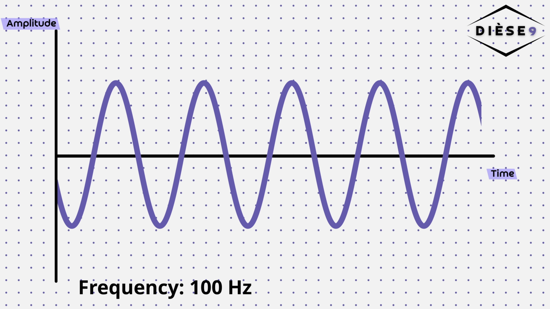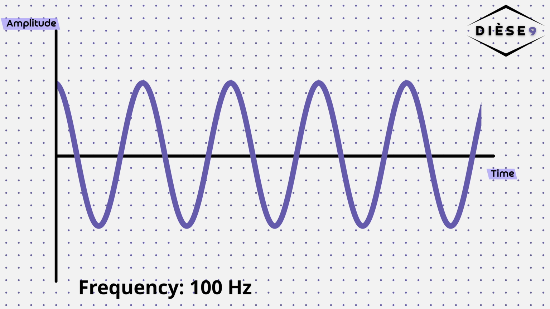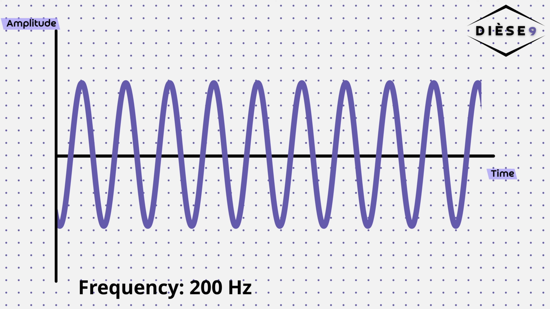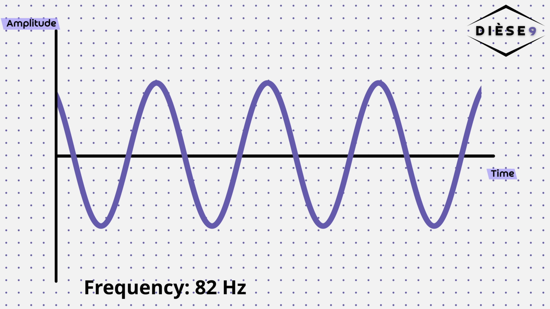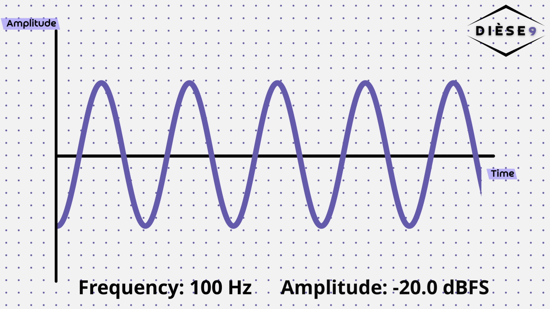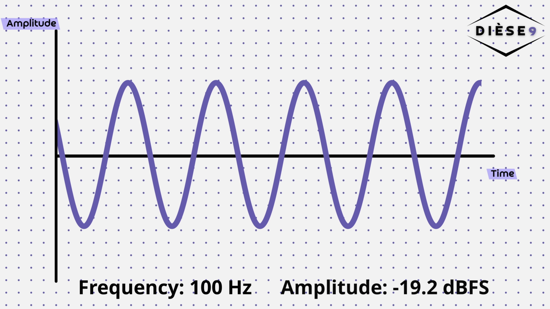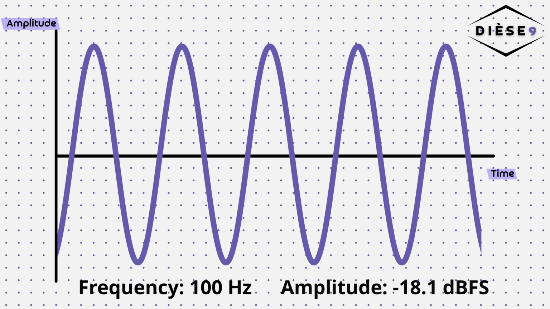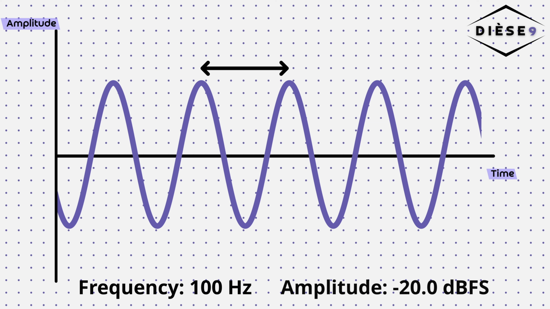These waves have properties. Frequency, which determines pitch. Higher frequency means higher pitch, like a flute, while lower frequency means lower pitch, like a bassoon. Amplitude, which determines volume, how loud the sound is. The bigger the amplitude, the louder the sound. And wavelength, which is just how long the full wave cycle is.